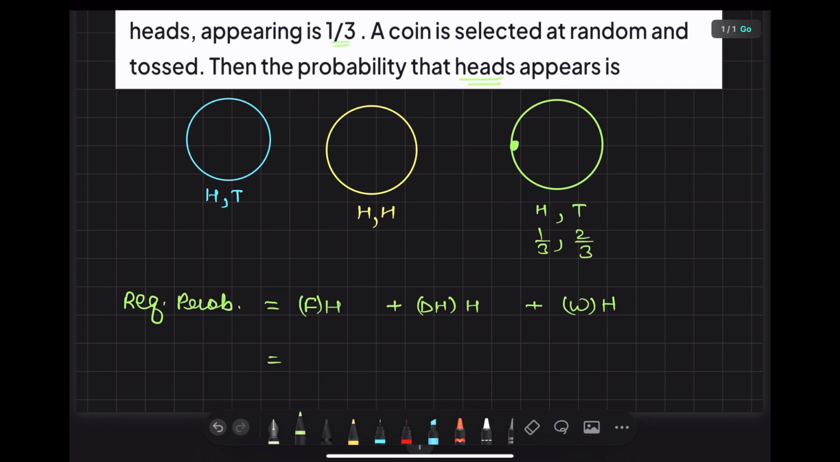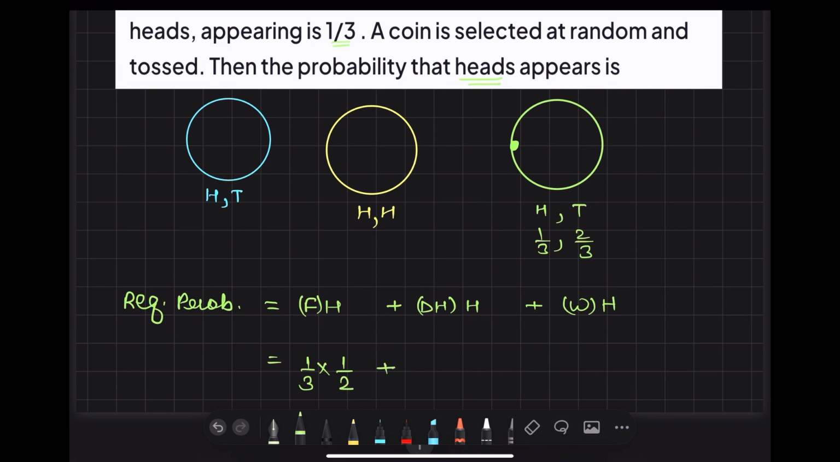Is that okay? Now try to simplify things. So what is the probability of selecting the fair coin? There are three coins out of which one is fair. So it is 1 by 3. Now is your task completed? No. Now you have to toss this coin and find out the probability of getting head. So what is the probability of getting head? It is 1 by 2 because it's a fair coin.